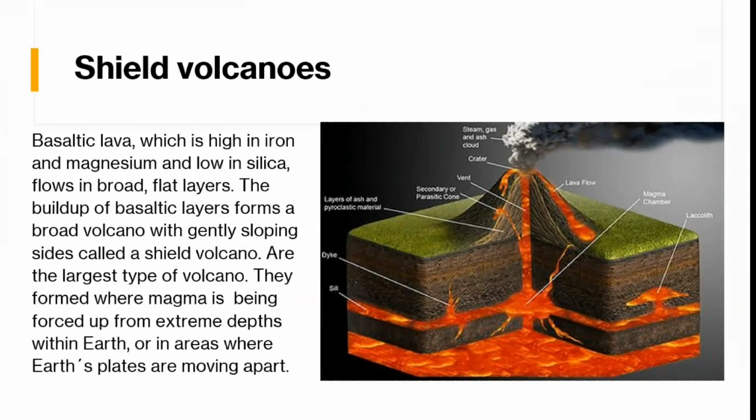Shield volcanoes. Basaltic lava, which is high in iron and magnesium and low in silica, flows in broad flat layers. The build-up of basaltic layers forms a broad volcano with gently sloping sides called a shield volcano. They are the largest type of volcano. They form where magma is being forced up from extreme depths within Earth, or in areas where Earth's plates are moving apart.